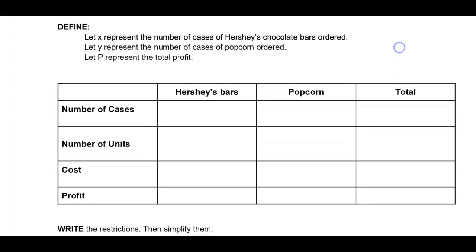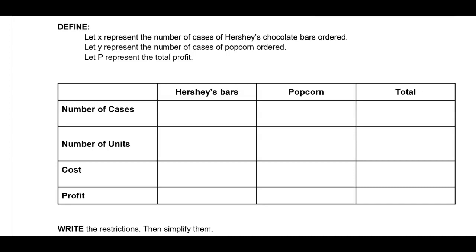So the first thing we want to do if we're going to write the inequalities is we want to define some variables. Like in our problem, we use X for chairs and Y for tables because we were trying to figure out how many chairs and how many tables we should make. In this problem, you're trying to figure out how many cases of chocolate bars should I order and how many cases of popcorn. So is everybody first okay with what part of the problem becomes the variable?